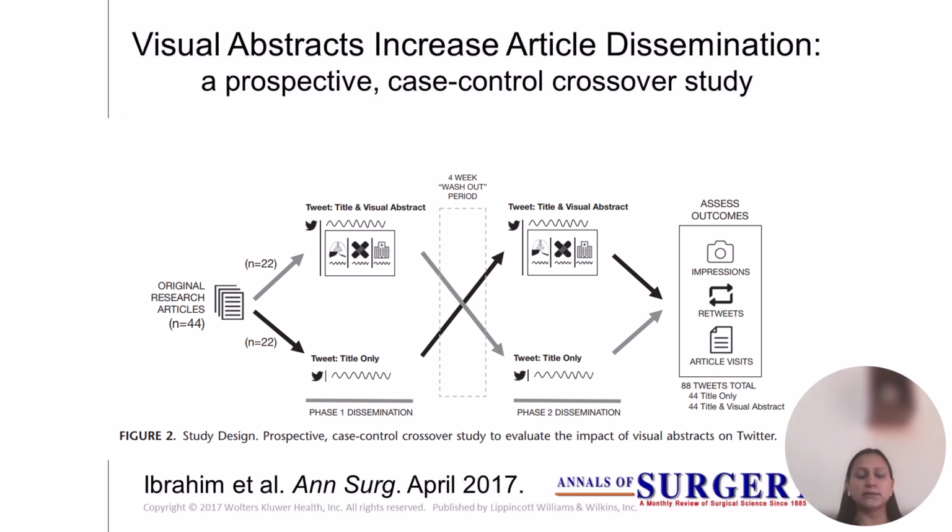So in order to assess if visual abstracts really increase the article dissemination, a prospective case control crossover study was conducted by Ibrahim et al. So they took 44 original research articles, 22 of them were tweeted as title along with visual abstract, and another 22 were tweeted as title only. So there was a 4-week washout period, and then there was a crossover. So the articles that were tweeted as title only were tweeted as title with visual abstract, and those that were tweeted as title and visual abstract were tweeted as title only. And finally the outcomes were assessed in the form of Altmetrics, that is impressions, retweets, and article visits.